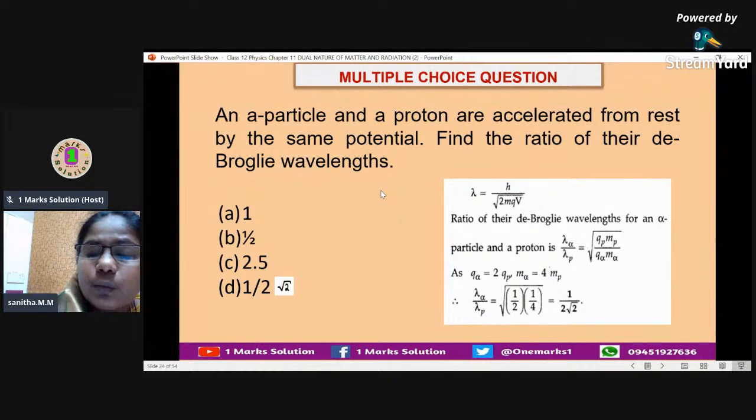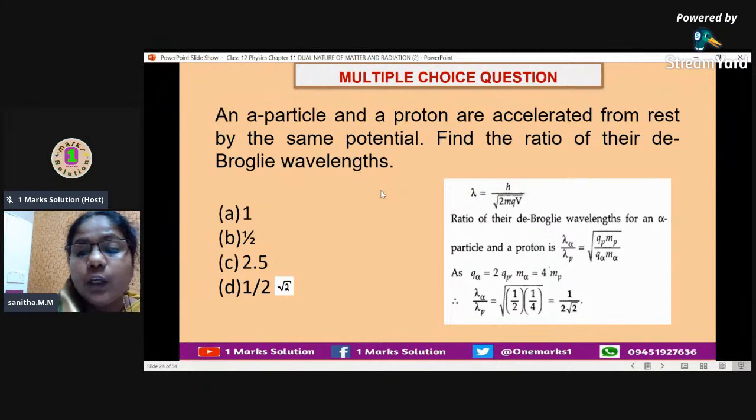And M alpha is equal to 4 times the mass of the proton. That you have to keep in your mind always. Now you can just substitute in this. Qp, you can write Qp itself. MP also, you can write MP itself. Now, Q alpha, when you are substituting, you can write 2Q alpha. When you are inserting M alpha, you can write 4 M alpha.